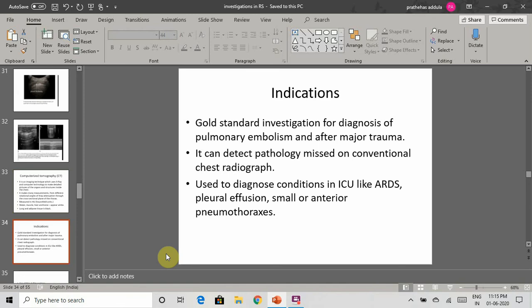Indications: gold standard investigation for diagnosis of pulmonary embolism and after major trauma. It can detect pathology missed on conventional chest radiograph. Used to diagnose conditions in the ICU like ARDS, pleural effusion, and small or anterior pneumothorax.